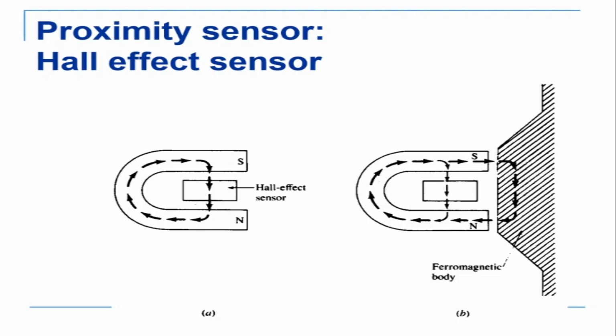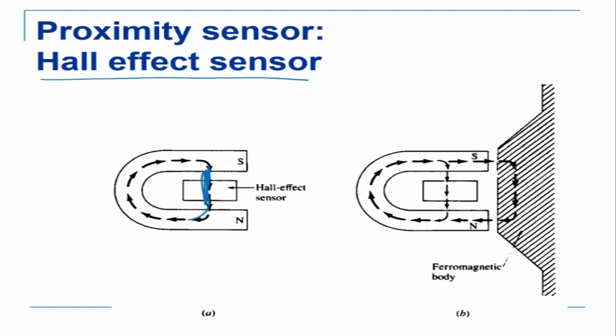The other type of proximity sensor which is very commonly used is the Hall effect sensor. Now the Hall effect sensor essentially also senses magnetic lines of force. So this is a Hall effect sensor, and this is a horseshoe type of north-south magnet. Now the Hall effect sensor is placed inside, and the magnetic lines of force are passing like this. They are passing inside the Hall effect sensor. So you can see that the magnetic lines of force are passing through the Hall effect sensor.